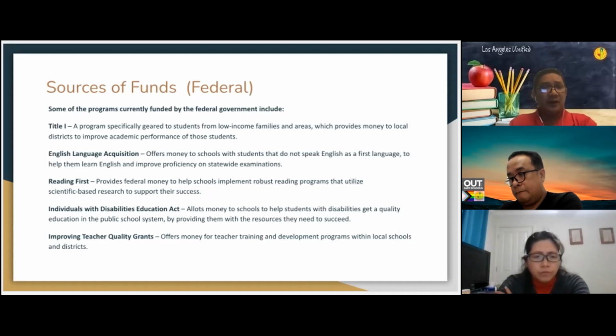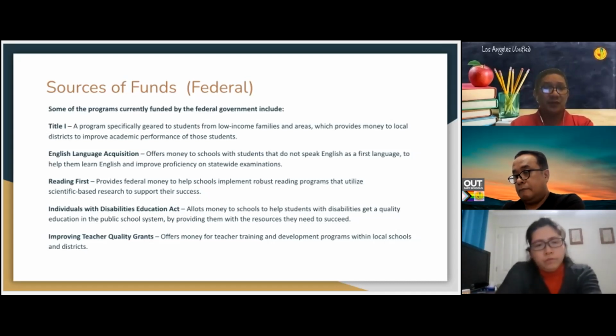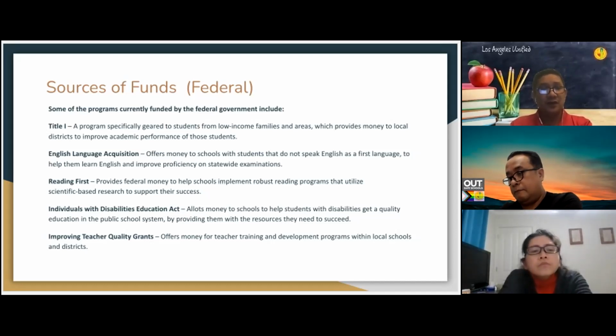Another example of federal money is the Reading First program, which provides federal money to help schools implement robust reading programs that utilize scientific-based research to support their success. We also have the IDEA, which is the Individuals with Disabilities Education Act, which allots money to schools to help students with disabilities get a quality education in the public school systems by providing them with the resources they need to succeed. Last one is Improving Teacher Quality Grants, which offers money for teacher training and development programs within local schools and districts.